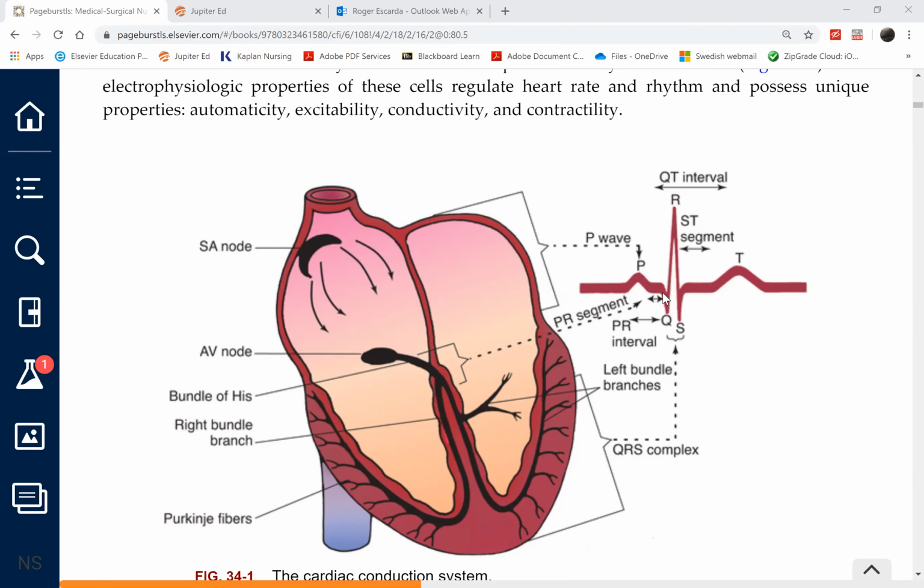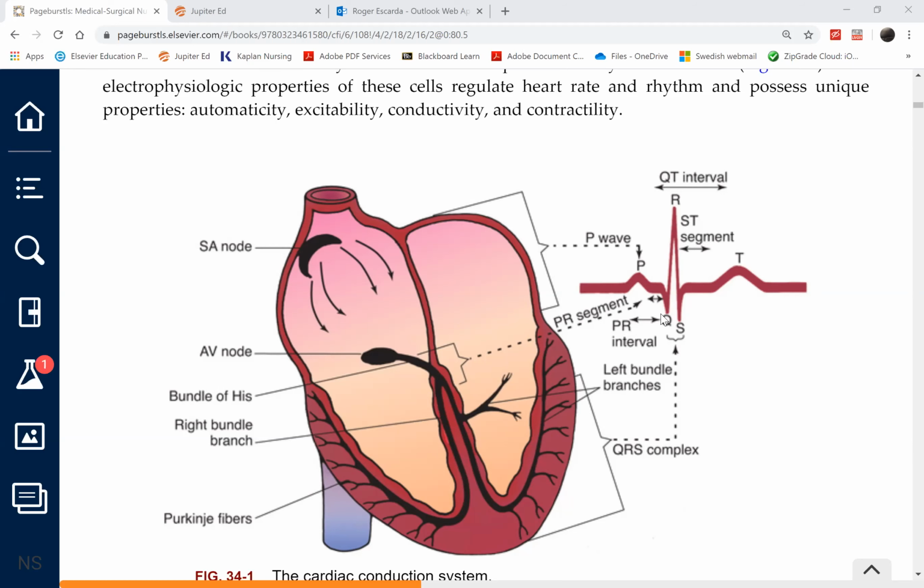This is the time of the delay where the AV node delayed the impulse. The SA node generated the electrical impulse, causing both atria to contract, forming the P wave. The impulse reached the AV node almost instantaneously, but this is the time that the AV node held on to that impulse before it transmitted it down to the left and right bundle branches and the Purkinje fibers.